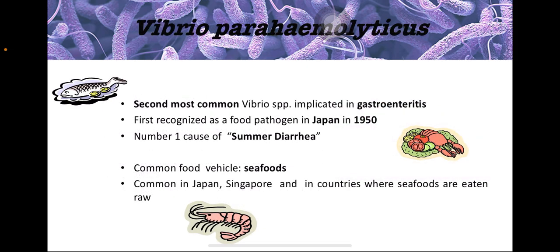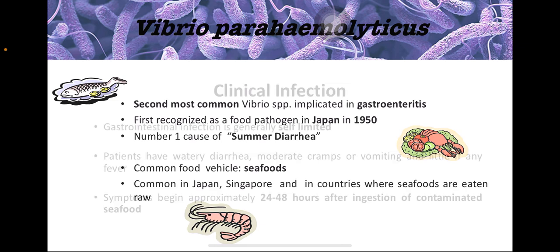Next, we have your Vibrio parahemolyticus. So this is the second most common Vibrio species causing gastroenteritis. So it was first recognized in Japan in 1950, and it is the number one cause of summer diarrhea. What is the common source? We have seafood, especially raw or improperly stored items.